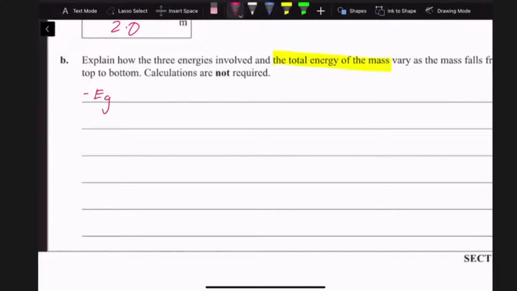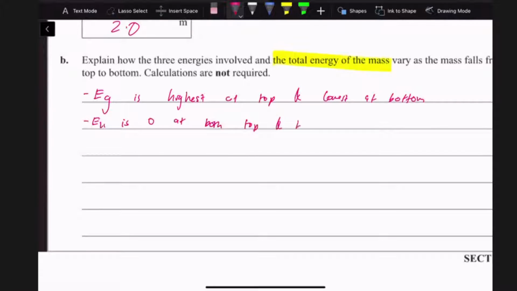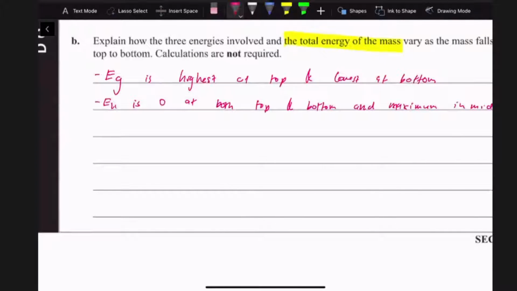So Eg, which is gravitational potential, is highest at the top and lowest at the bottom. And then we have Ek, kinetic, which is 0 at both top and bottom, and maximum in the middle. And then the third energy type we have is Es, which is 0 at top and max at bottom.